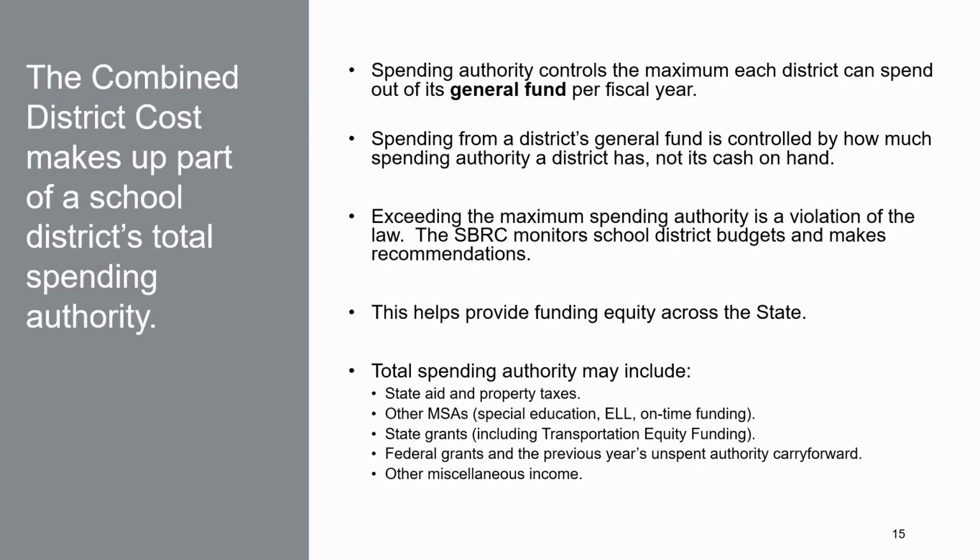Page 15. Spending authority controls the maximum each district can spend out of its general fund per fiscal year. Please do not get this confused with the state general fund. Spending from a district's general fund is controlled by how much spending authority a district has, not its cash on hand. It does not matter how much you have in the bank. You can only spend up to your spending authority.